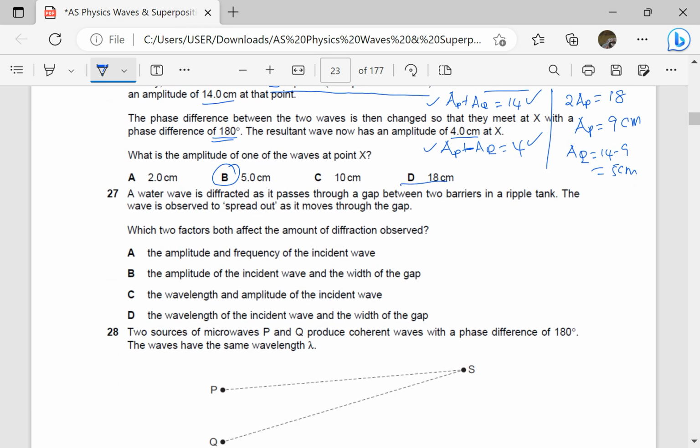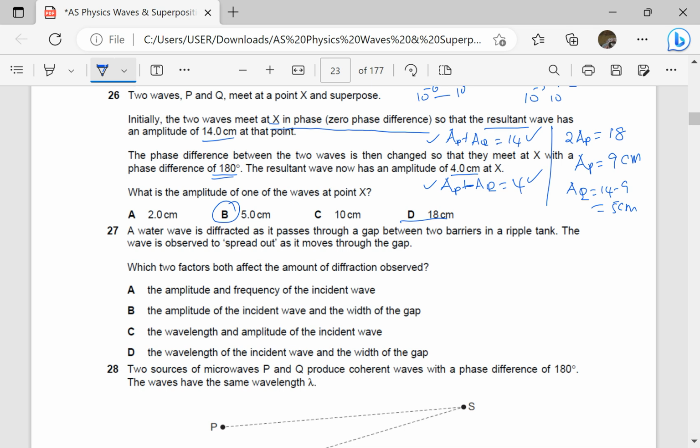18 cannot be correct because it is not one of those. It is not going to be the amplitude of one of the waves.